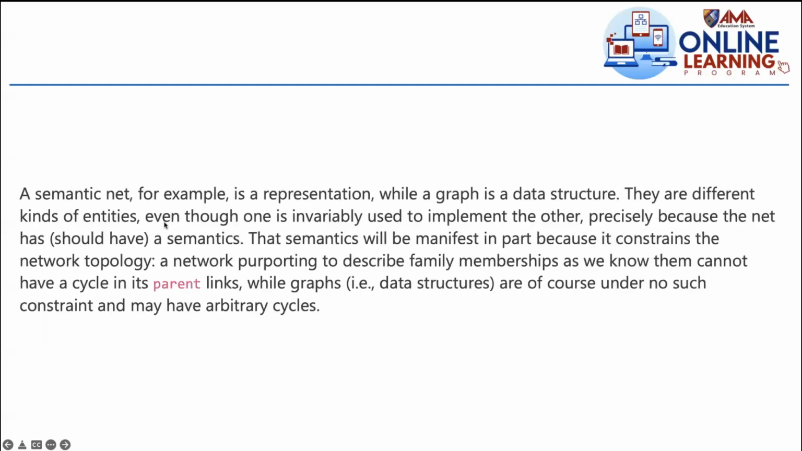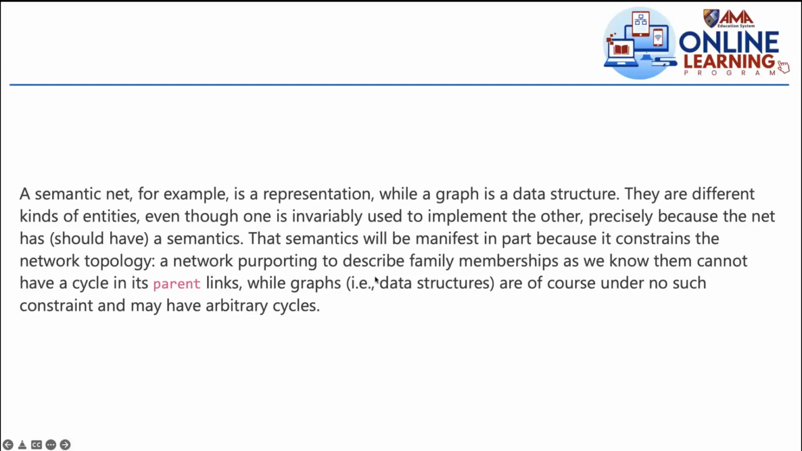So anyway, a semantic net, for example, as mentioned already, the graph. Net is a representation, while a graph is a data structure used to implement this knowledge representation using semantic network. So there are different kinds of entities, even though one is invariably used to implement the other. Meaning, the data structure is used to implement the knowledge representation. So they are different, the two, precisely because the net has a semantics. Semantics has to do with the class. It's like the data structure to be used in this knowledge representation.